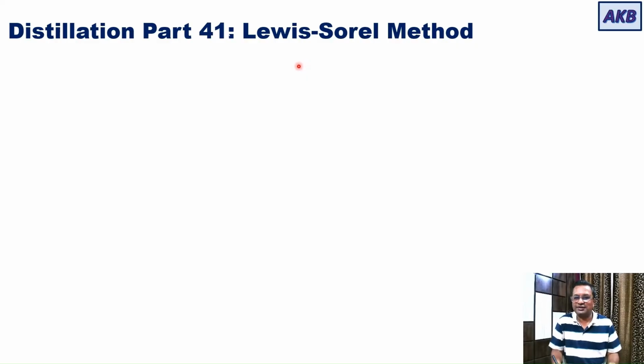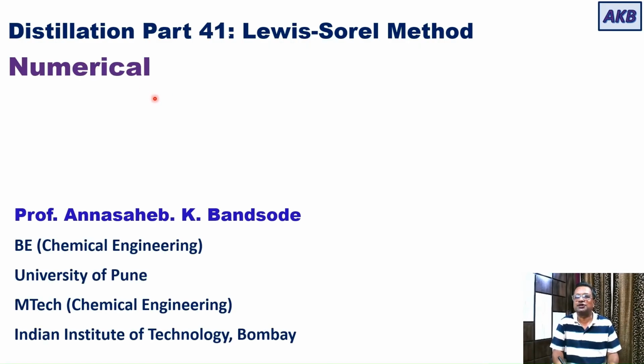So after discussing the steps in the method, today I will use the method to solve one numerical. In other words, I will be discussing a numerical that is based on the Lewis-Sorel method. So at the end of this discussion, you will be able to find the number of ideal or theoretical or equilibrium stages in a typical tray column by using the Lewis-Sorel method.